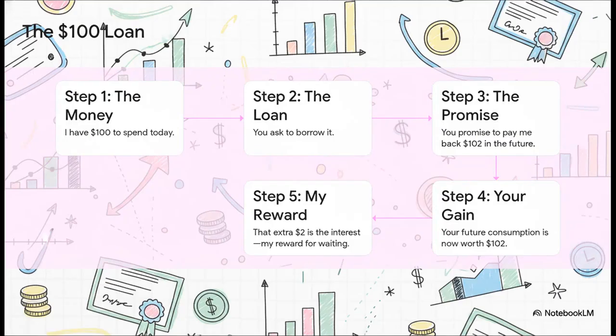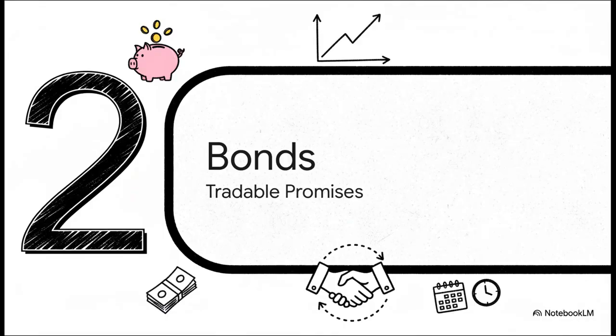Let's make this super simple. Let's say I have $100 I could go spend right now. You come along and ask to borrow it. You promise to pay me back, but not just $100. You'll pay me back $102 next year. See what happened? That extra $2, that's the interest. It's the price you paid to get my money now, and it's my reward for having to wait to spend it.